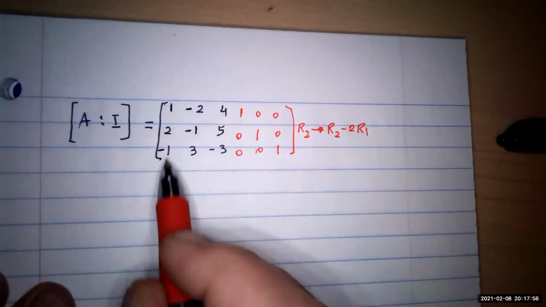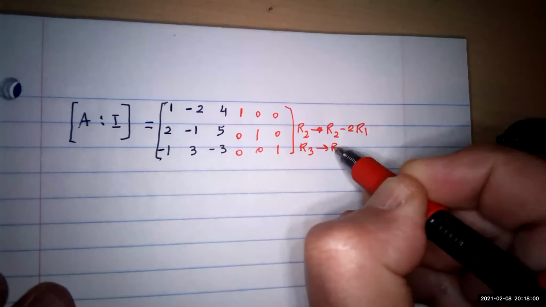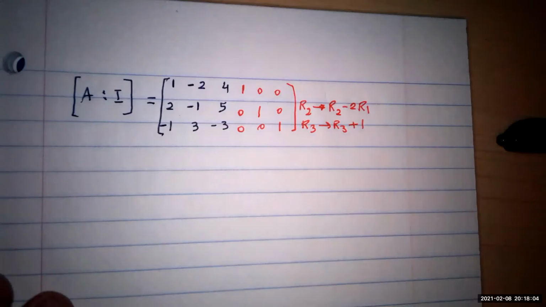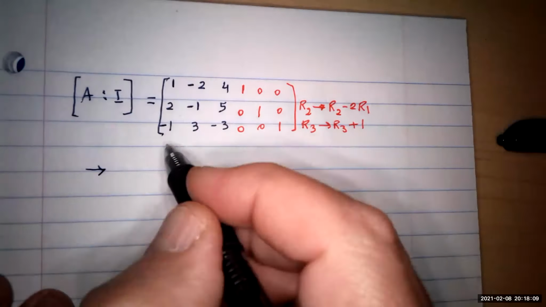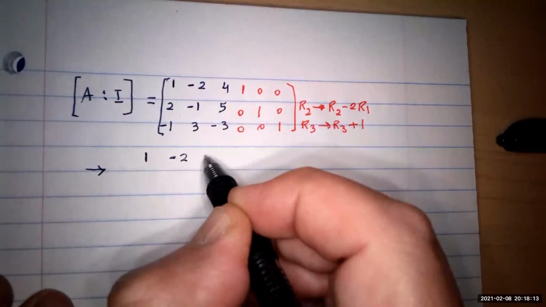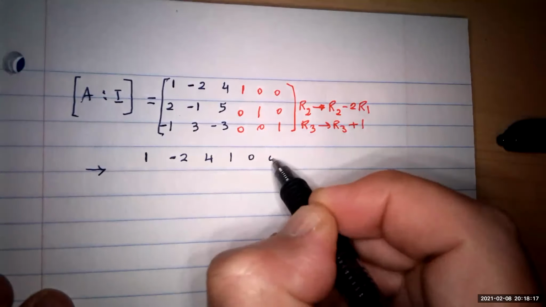So that makes this one into the 0, and R3, you just add it to the 1 to get that number. Okay, so what's going to be the result? The first row is going to be unchanged. So we get the 1, -2, 4, and this is 1, 0, 0.